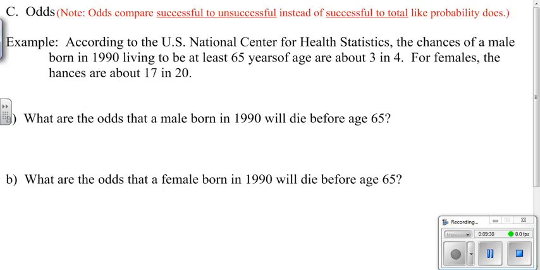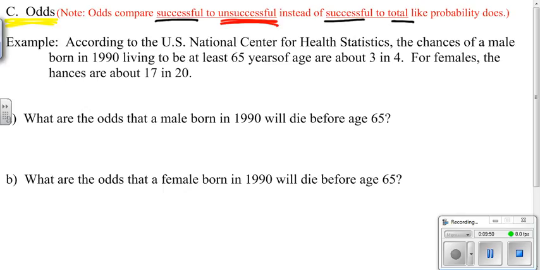Now we will talk about odds. Odds differ from probability because where probability, remember we said, was success to total, odds are success to unsuccessful. So we have to find how many ways to make it work versus how many ways it doesn't work.